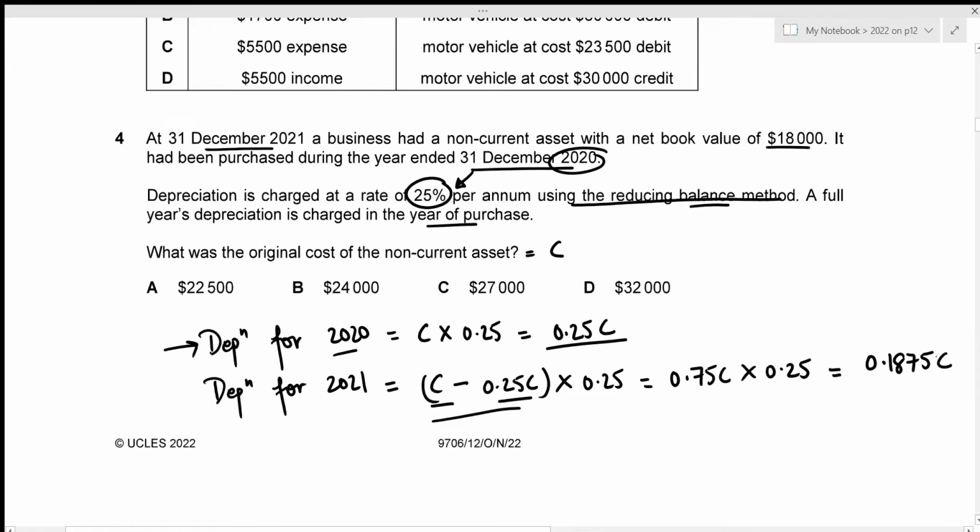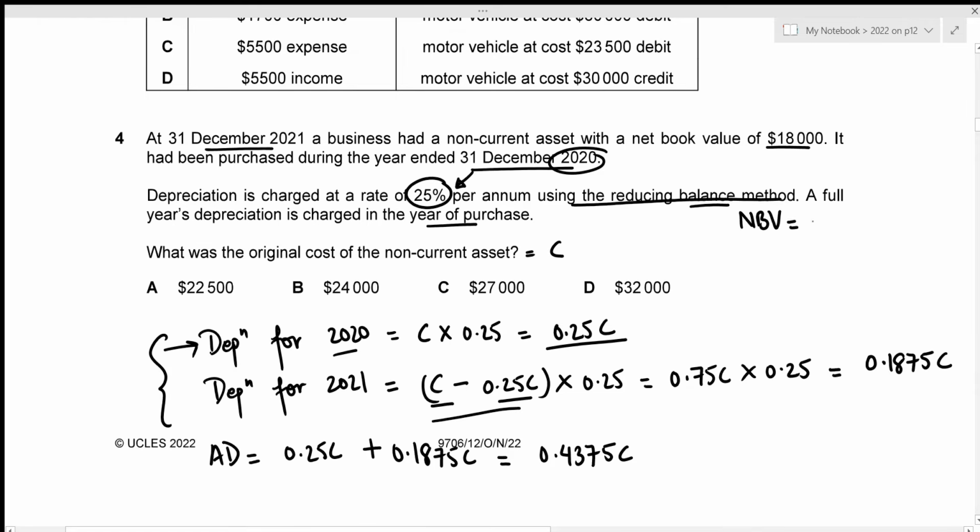0.1875C. Okay, now we need to figure out our accumulated depreciation, which is just the sum of these 2 years depreciation, which is 0.25C for 2020 and 0.1875C for 2021, which results in our total accumulated depreciation to have the value of 0.4375C. Okay, now the next step would be to figure out our net book value. And net book value is just the difference between cost and accumulated depreciation. In this case, the cost is C and our accumulated depreciation is 0.4375C.